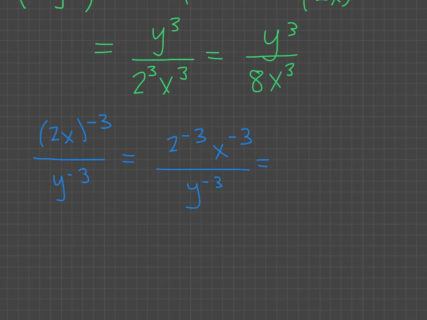So the 2 starts off in the numerator, so it goes in the denominator, and we can change the exponent to positive. The x starts out in the numerator. We move it to the denominator, change the exponent to positive 3. Y starts out in the denominator, it goes in the numerator, and we change the exponent to a positive 3. So finally, simplifying the 2 cubed to 8, we end up with the same result that we did the first time around.